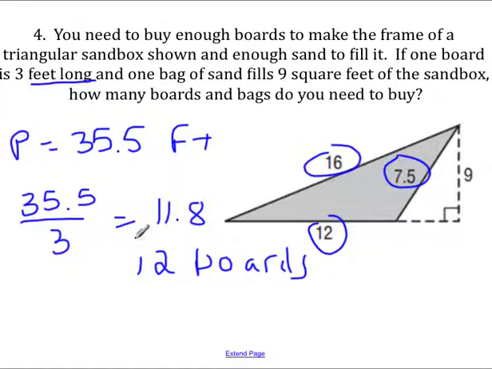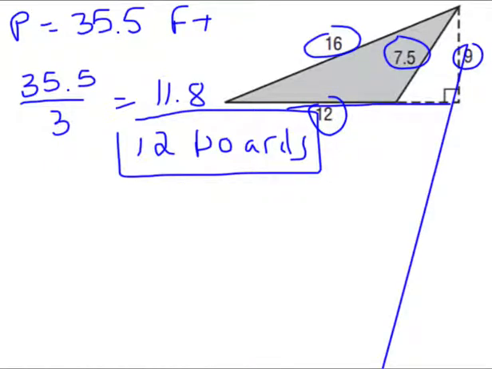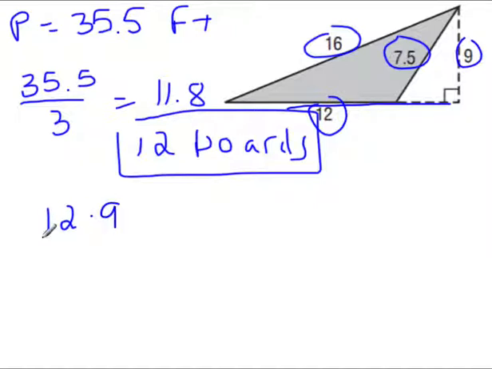Now we want to figure out the area. To figure out the area, remember that's 1/2 base times height. So what's perpendicular to the base? That is going to be the 12. So 12 is the base because it's perpendicular to the height. So the height is going to be 9. We take our base times our height and divide it by 2. So 12 times 9 divided by 2 is going to be 54. So it's 54 square feet for the sandbox.